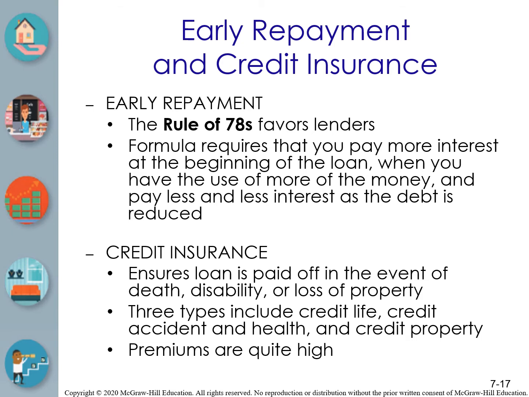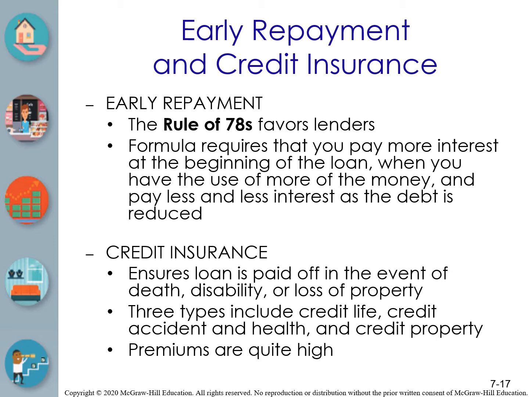Early repayment and credit insurance. Early repayment, the Rule of 78 favors lenders. The formula requires that you pay more interest at the beginning of the loan when you have use of more of the money, and pay less and less interest as the debt is reduced. So we'll get into that in a second.